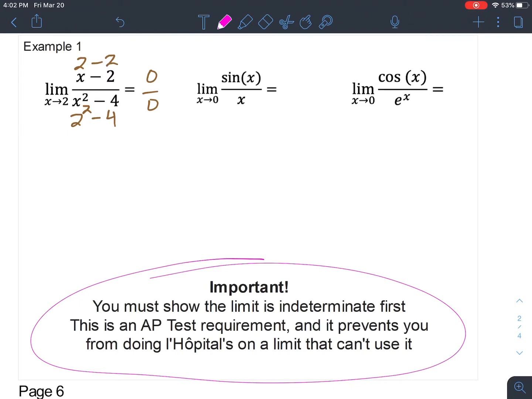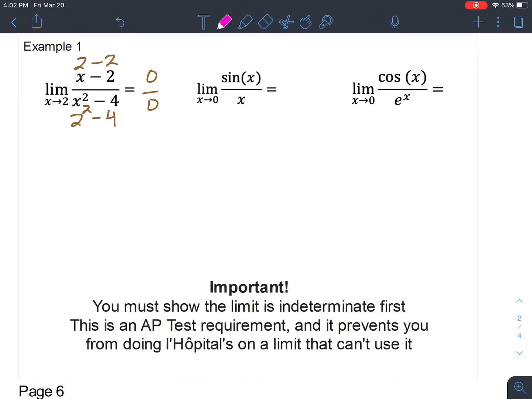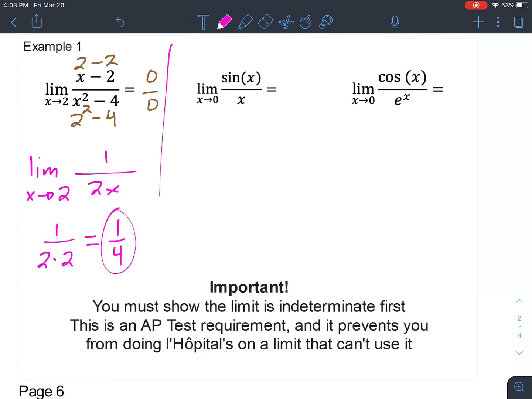So that's why it's important to show it, just in case. So anyway, now that we have shown this limit is indeterminate, we're going to find the derivative of x minus 2, and then we're going to find the derivative of x squared minus 4, and now we're allowed to put 2 in. We're going to get 1 over 2 times 2. And this first limit simplifies to be 1/4.